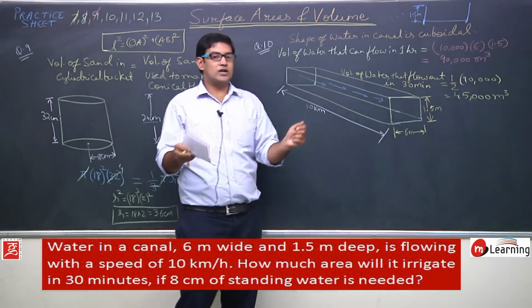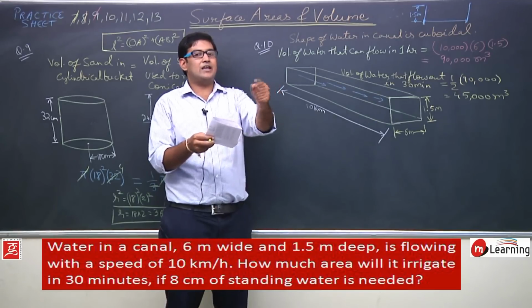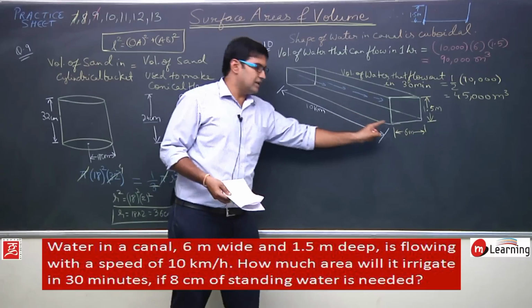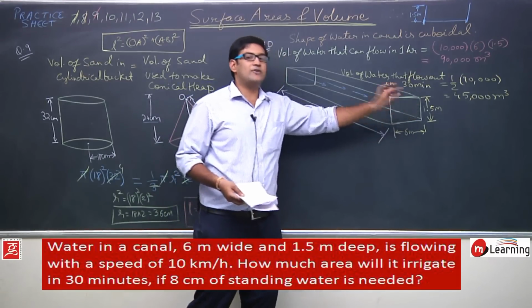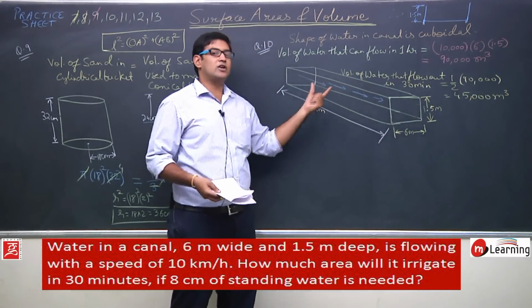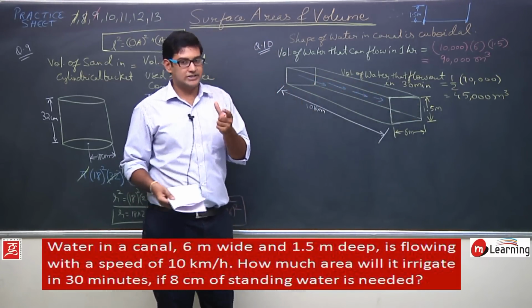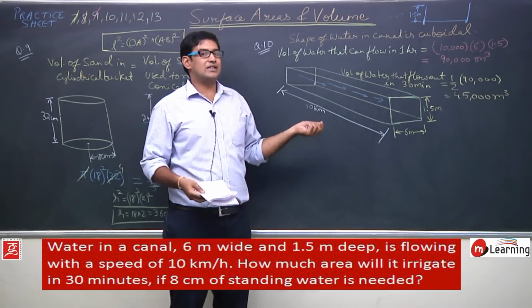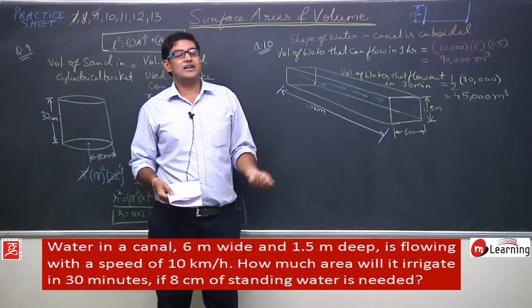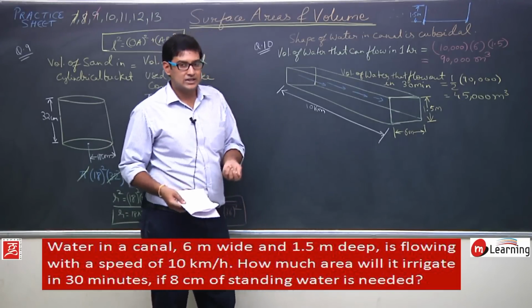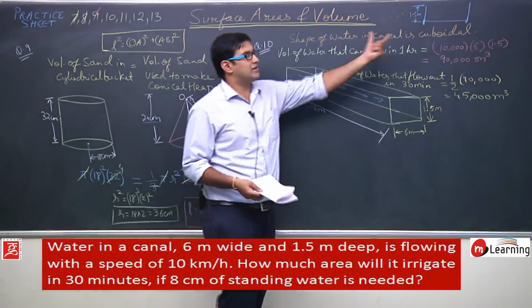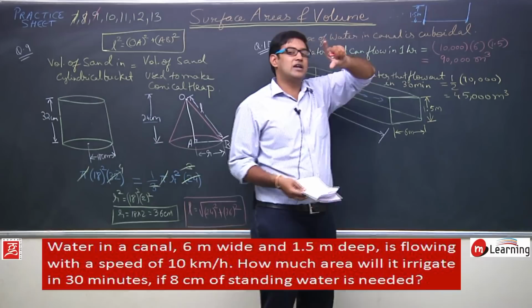So the volume of the water that can flow in this canal in 1 hour is 10 km into 6 into 1.5, because the shape of the water is cuboidal. It is not given that the canal is of a cylindrical shape or something else. It clearly says that the canal is 6 meter wide and 1.5 meter in depth.